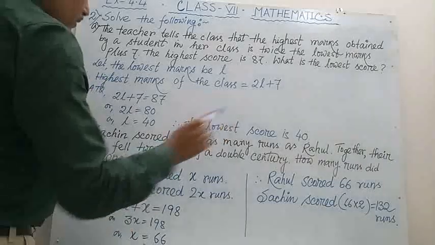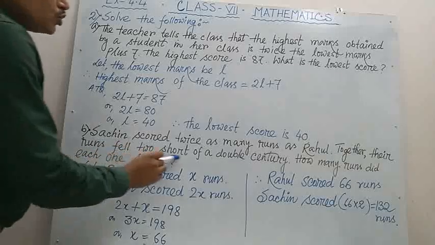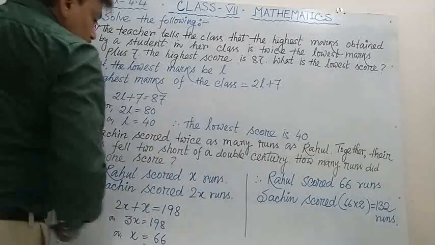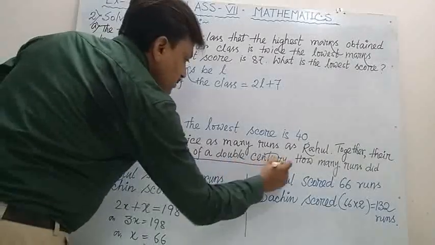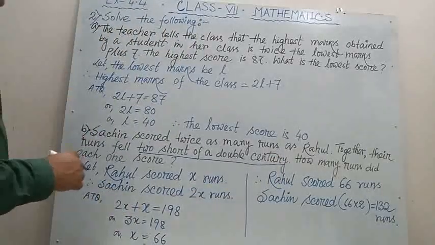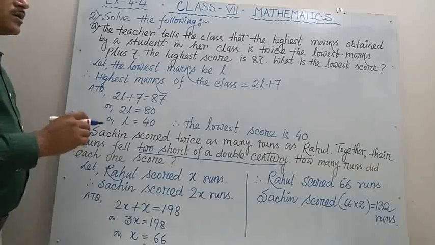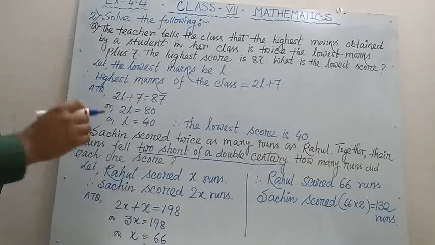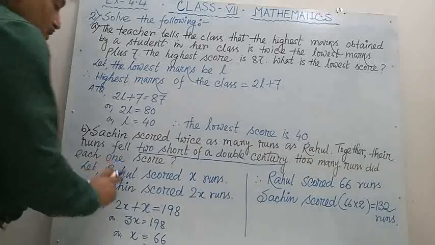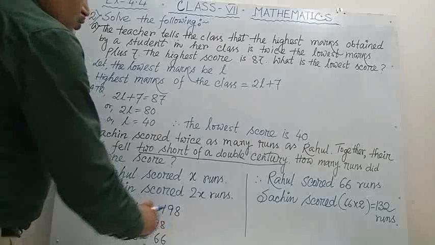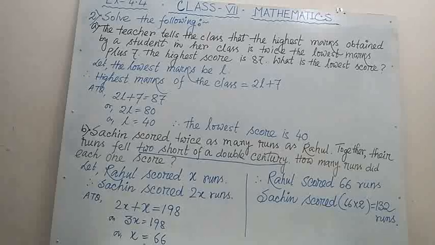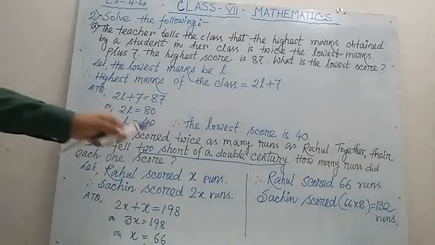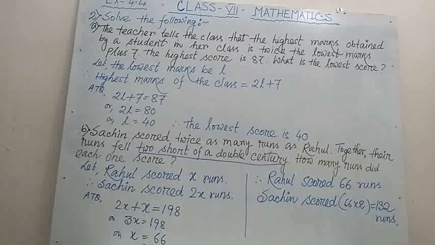Now it is given, together their runs fell two short of a double century. Double century means 200. Two short of a double century means 200 minus 2 equals 198. So 2x plus x equals 198. By calculating, we get x equals 66. Therefore, Rahul scored 66 runs, and Sachin scored 66 into 2, 132 runs.